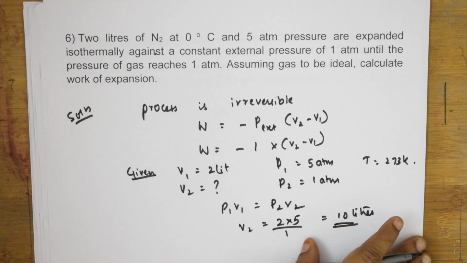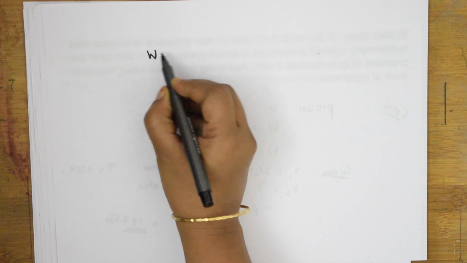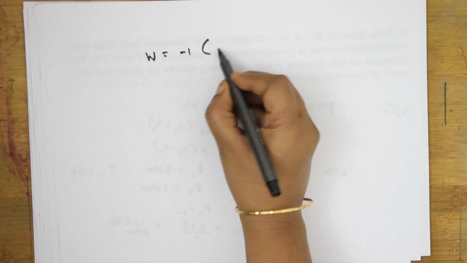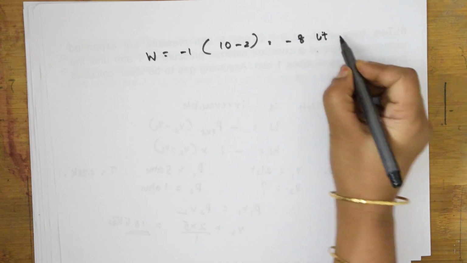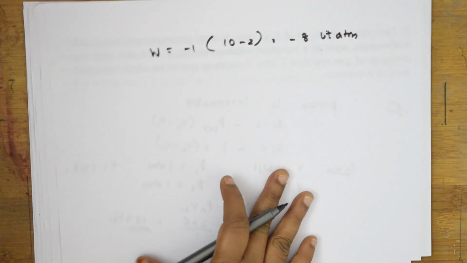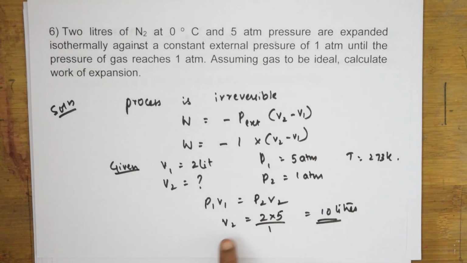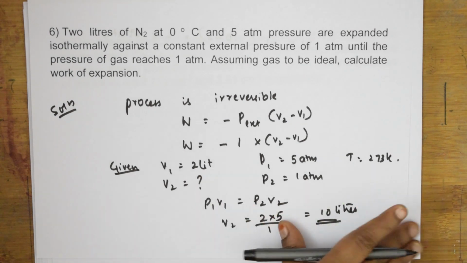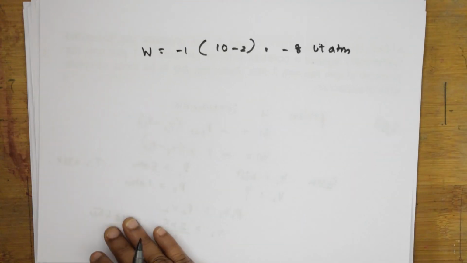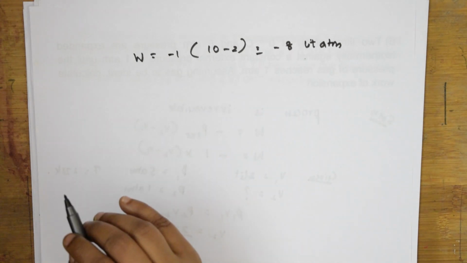Right. Now, what should I find? I still need to find W. W is equal to minus 1 into (10 minus 2), which is minus 8 liter atmospheres. Because see here, we have written the formula V2 minus V1. The V2 value I got is 10 liters and V1 I already have is 2 liters. So it is minus 8 liter atmospheres.